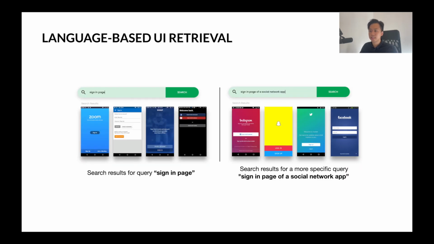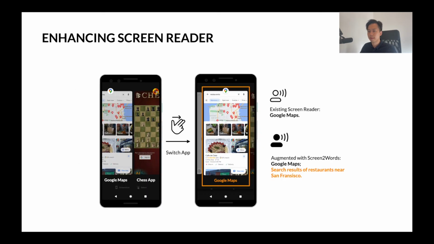So we have a dataset and a model that can generate high-quality screen summaries. We now propose potential applications where Screen2Words can be useful. Firstly, Screen2Words can enable language-based UI retrieval, with which a designer can retrieve UI designs by semantics using natural language queries. Screen2Words can also provide an overview description of screens to help screen reader users understand the purpose of an unseen UI more quickly.